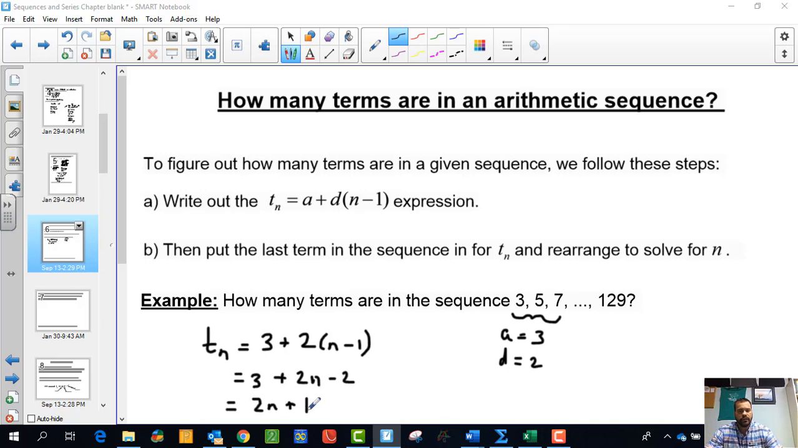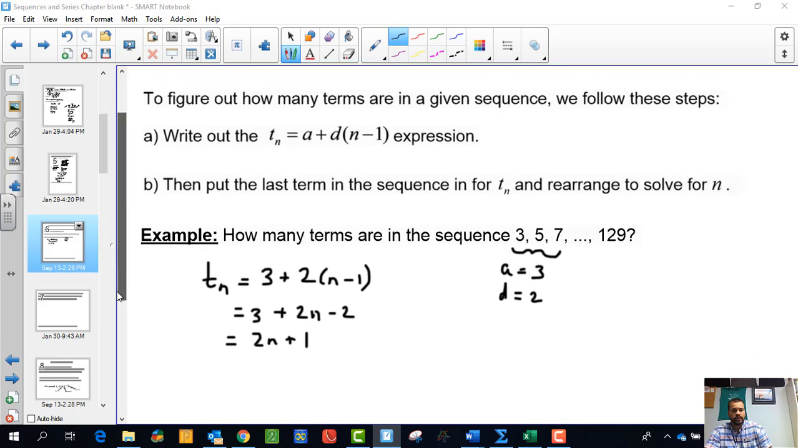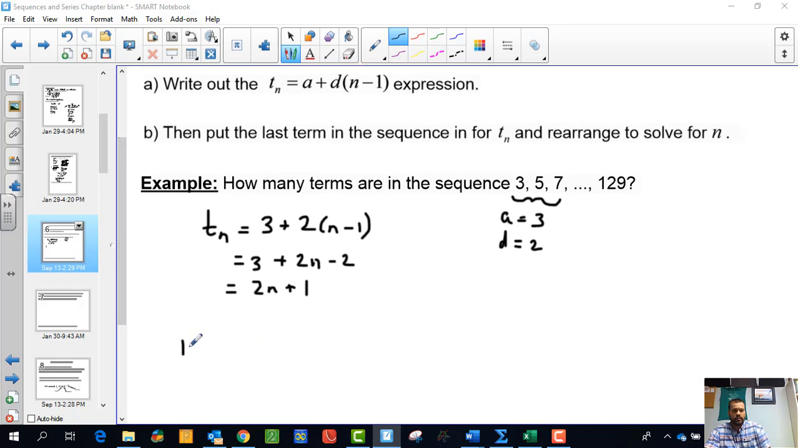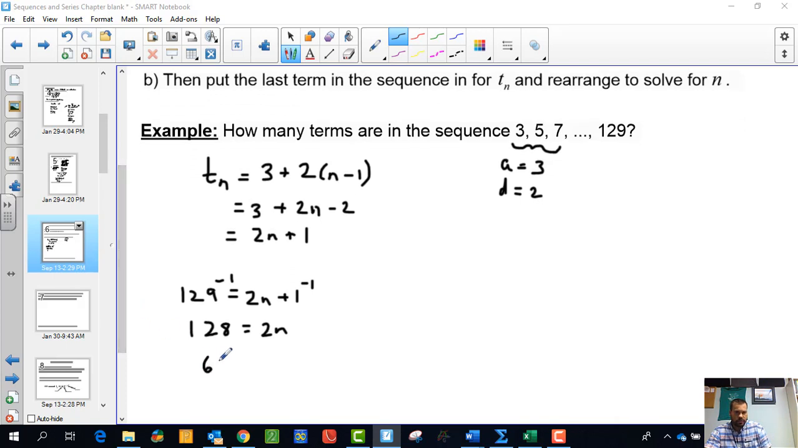So that's our Tn. And then to figure out how many terms there are in the sequence, we simply take the last term, which is 129, and put it in for Tn, and we solve for n. So we say now 129 is 2n plus 1, which means that 128 is 2n. You subtract 1 from both sides, and then you divide by 2, and that's going to give you 64. And that's how many terms there are in that sequence. Okay? So that's another type of question.